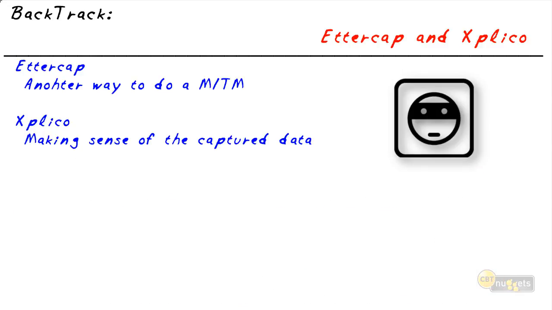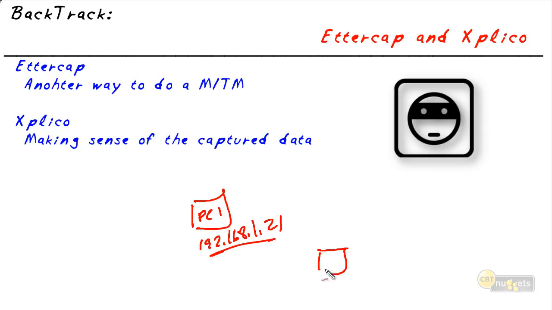So let's set the stage for the eavesdropping attack. If we have a computer here, we'll call that PC1. It's at 192.168.1.21, I believe. We'll double check on that. We've got our BackTrack machine right here. And the default gateway is at .1 on the same 192.168.1 network.